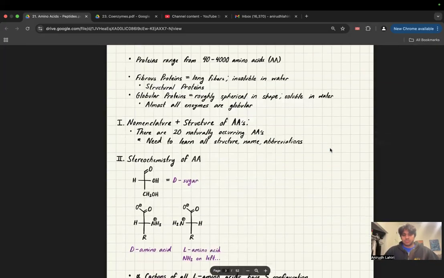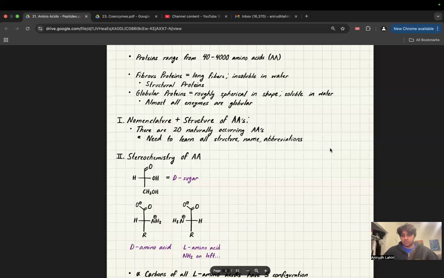Okay, proteins, these range from 40 to 4,000 amino acids. Fibrous proteins are long fibers that are insoluble in water. Structural proteins are examples. Globular proteins are proteins that are roughly spherical in shape and soluble in water. Almost all enzymes are globular proteins.